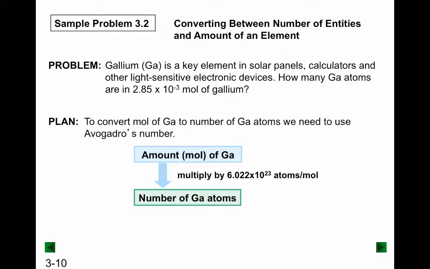Sample problem 3.2 was a little different. We are given moles of gallium and asked to find how many gallium atoms are present in 2.85 times 10 to the negative third moles of gallium. Remember, to convert moles to atoms or any other entity, we need to use Avogadro's number. Our plan is to multiply moles of gallium by Avogadro's number in order to find the number of atoms of gallium. Try to do the math for yourself before moving on to the next slide.